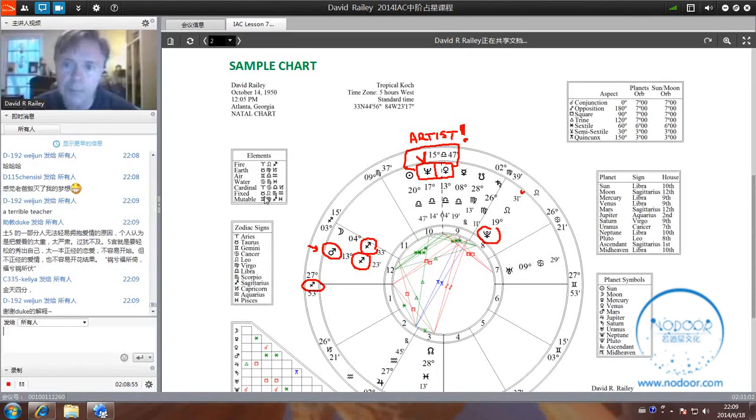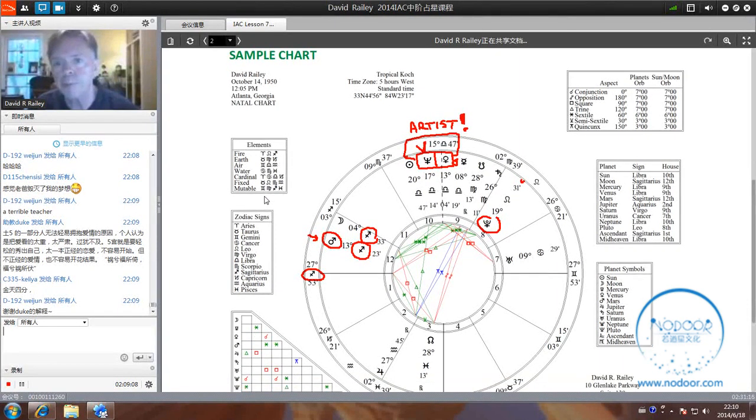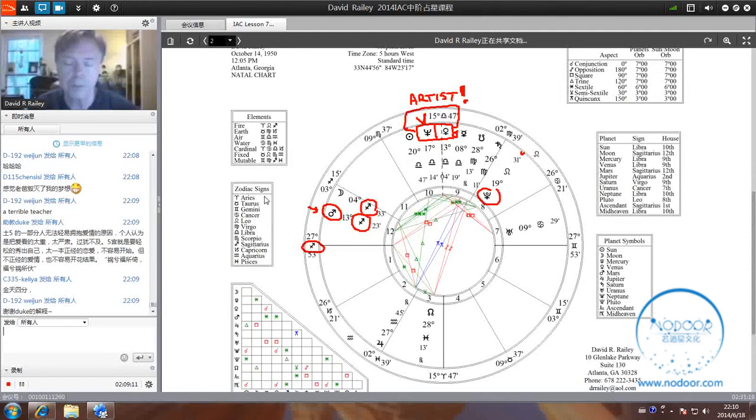Around that same time, I decided to express my creativity through writing rather than drawing and painting. Notice Venus is conjunct Mercury. And the North Node is in the 3rd house. We know how important that is.